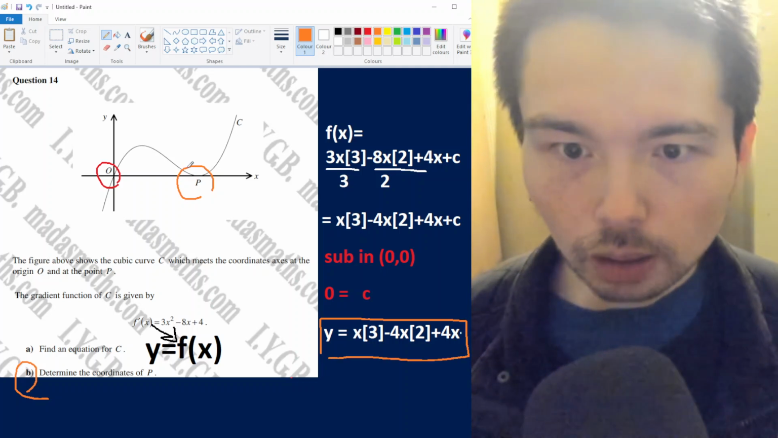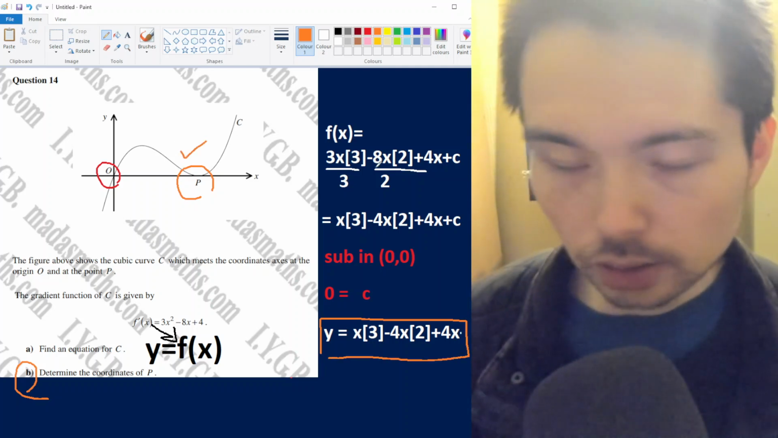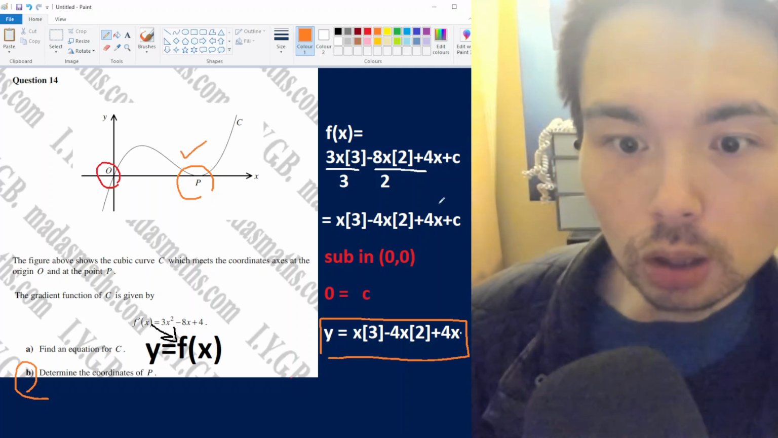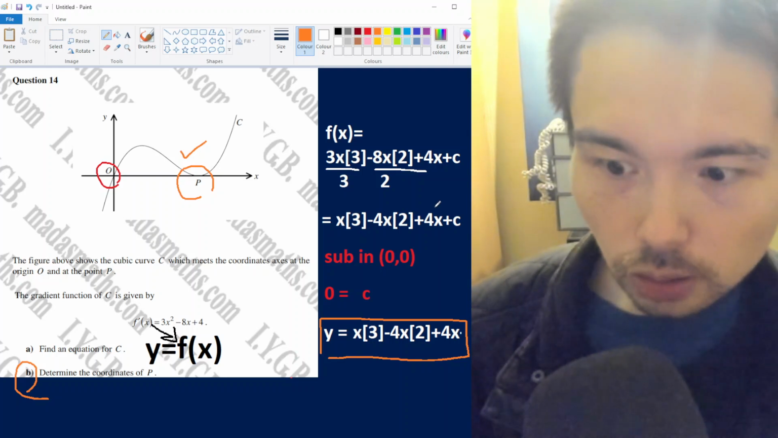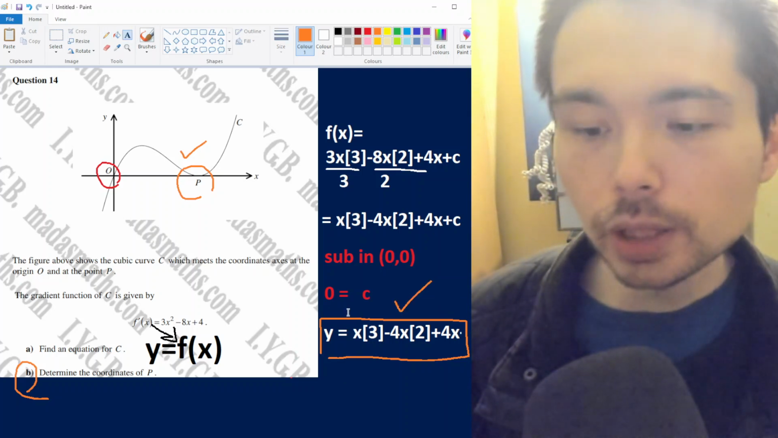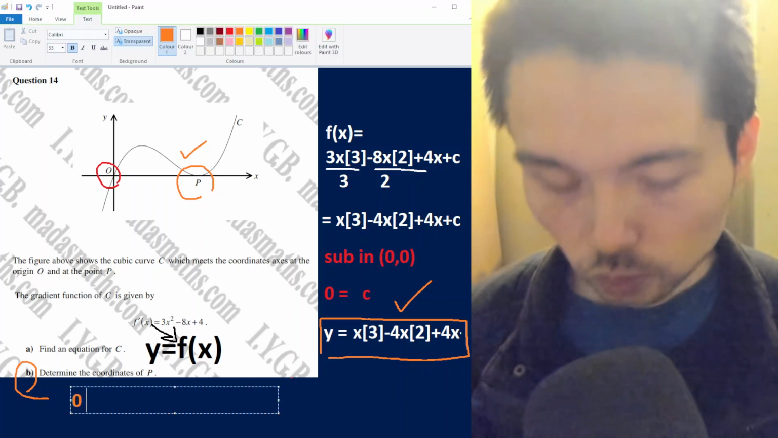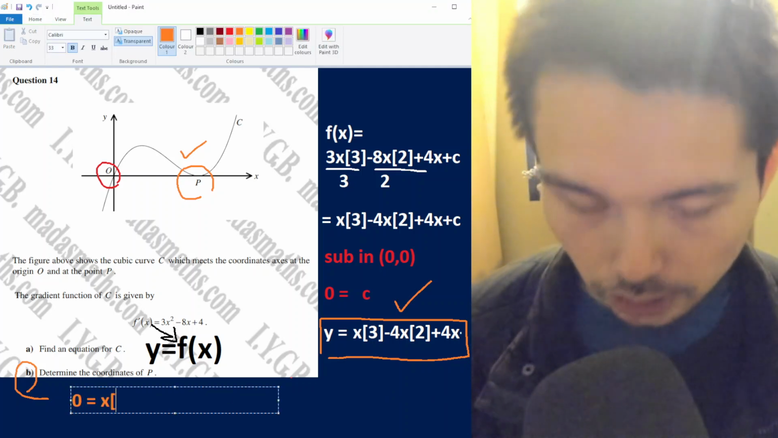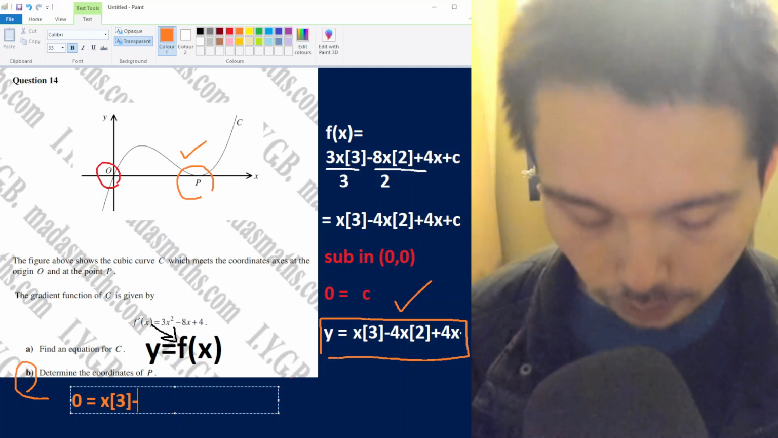Now, what do we know about the point P? It crosses the x-axis. What is a key thing we know? When it crosses the x-axis, y equals 0. So the equation that we've just worked out, we need to set this equal to 0. And then we try to factorize. And then we are done.